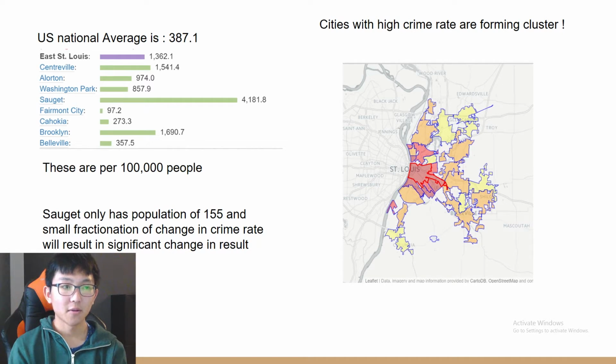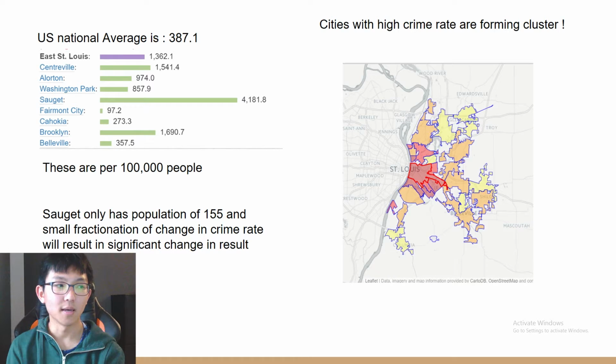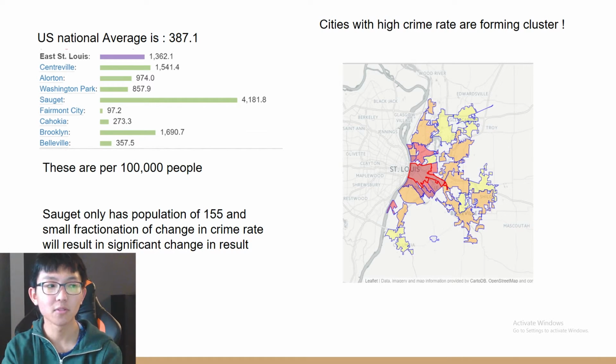On the left side of this slide, you'll be able to see the map of East St. Louis, Illinois compared to other adjacent cities. The red part indicates danger or high crime rate, and the other parts which have a paler, yellowish, greenish color represent the lower crime rate areas. By the way, this chart that I provided is the data for crime per 100,000 people. Moving on to the next slide.